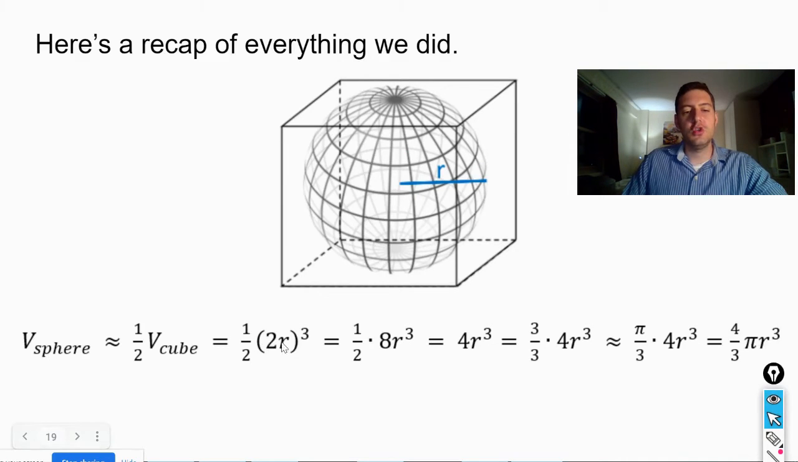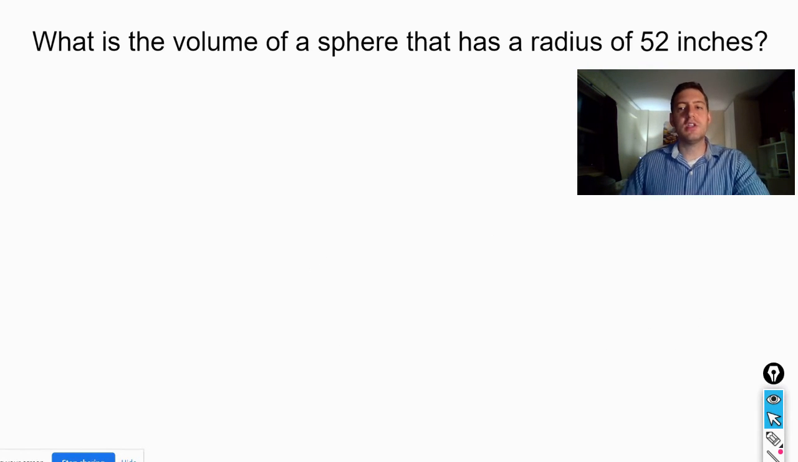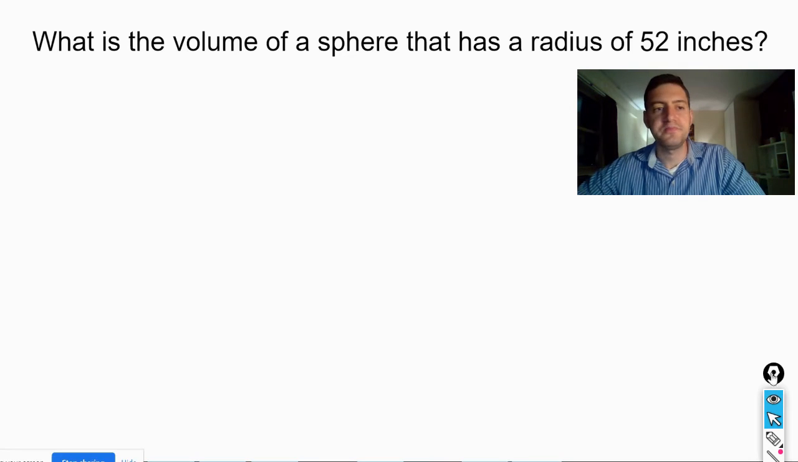Volume of a cube is 2r to the third power, which is 8r cubed. This is the same thing as 4r to the third power, which is the same thing as 3 over 3 times 4r to the third power, which is approximately equal to pi over 3 times 4r to the third power. And just rearranging this, we get 4/3 pi r cubed. All right, so let's go ahead and use that formula to answer a couple of questions.